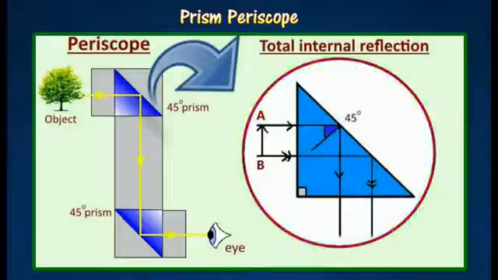The angle of incidence at these faces is 45 degrees, which is greater than the critical angle of a prism of crown glass, 42 degrees.